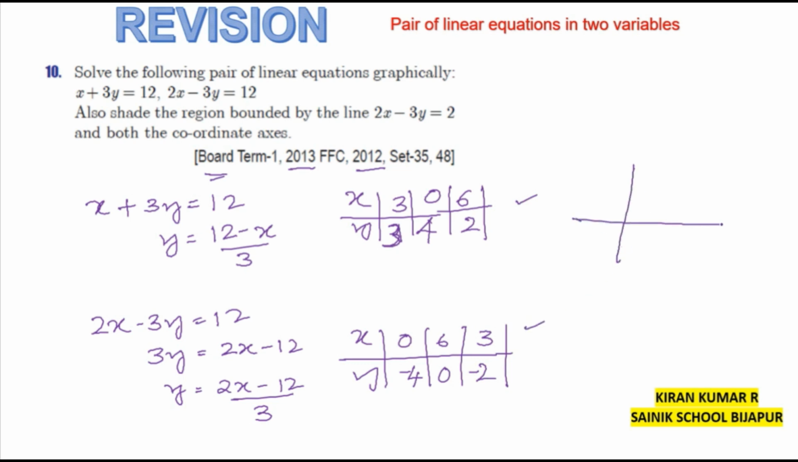Once the graph is made, you may get something like this. I'm saying you may get, you can try it out. This is x-axis, this is y-axis. The point of intersection is this point. So the triangular region between the second equation and x and y axis is this region. This should be shaded. Try this. We shall solve the next question.